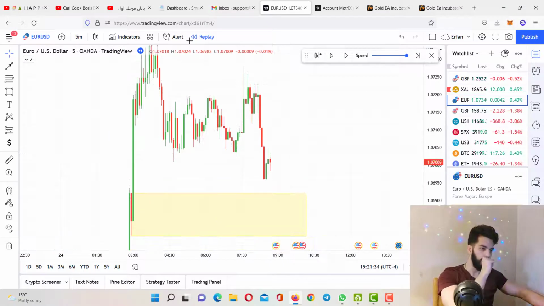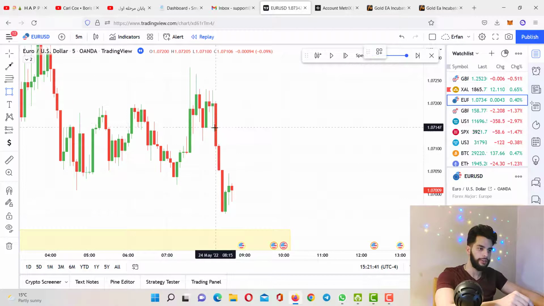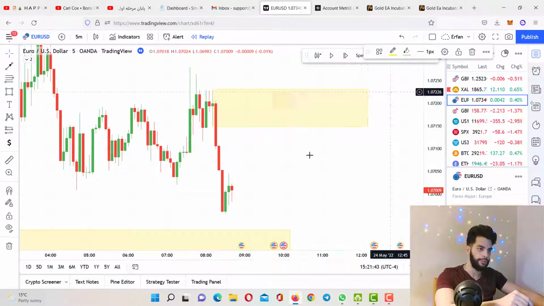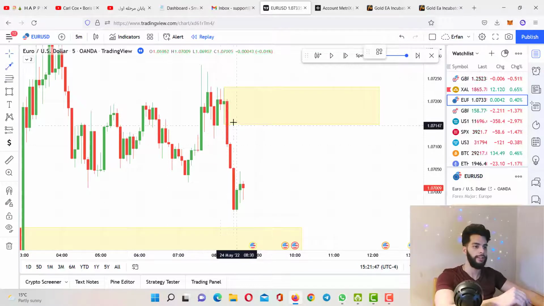And then at the same time, I noticed that we have this high probability supply zone right here, because this is the last bullish candle. This is the first candle that dropped. The next candle after that never tapped into this zone. There's a gap between this candle and this zone right here.